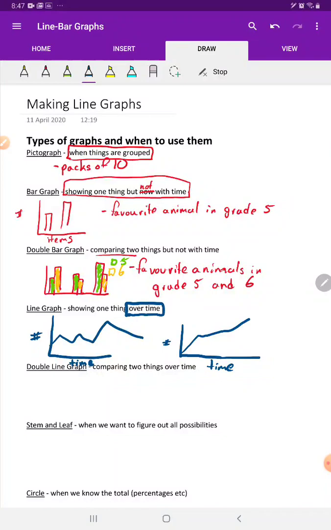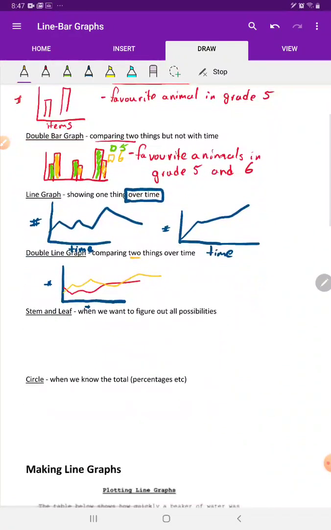And then a double line graph, again, it's exactly the same thing. It's just this time, you still have time, you still have a number, but now you have two factors. So you have this thing, that's one idea, and then this here, which is another idea that continues, okay? So it's comparing two things over time. So just remember that.